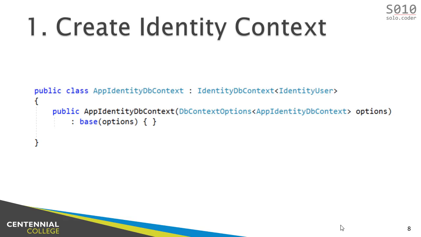So again, app identity DB context is the link between the application and the database where the information is stored. It's the bridge, okay? It's via this class, this object here, that you're going to be able to retrieve user information from the database. We're going to be able to update user information, and create new users as well, okay?